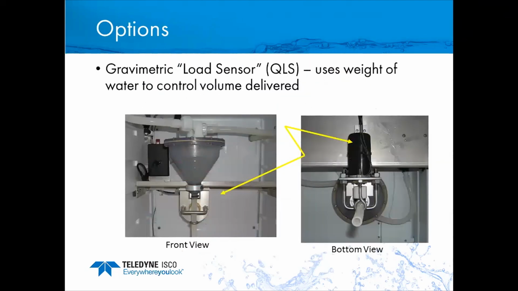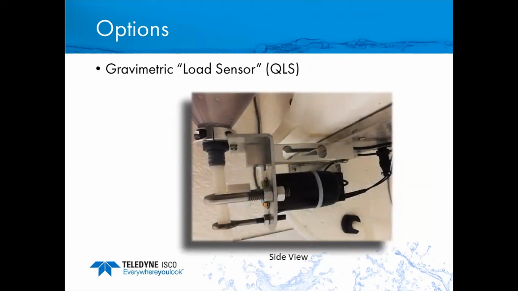For the gravimetric or load sensor option, we use weight to determine and control the amount of volume that is delivered. What we see here is the front and the bottom view of that chamber assembly with the load sensor, and here is a side view.